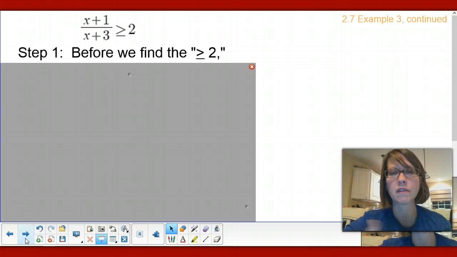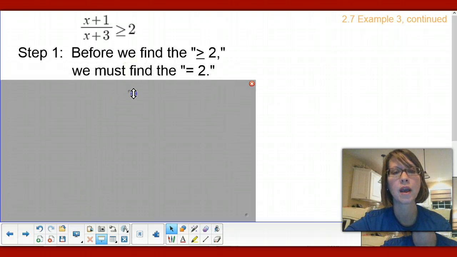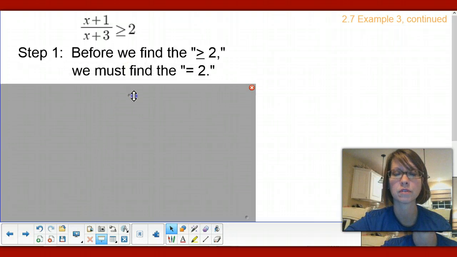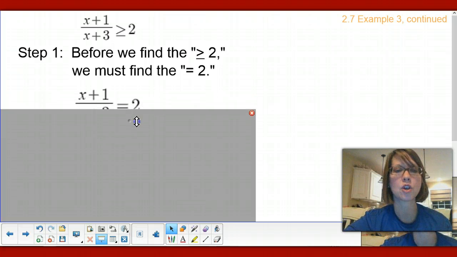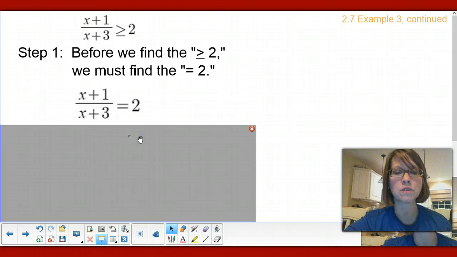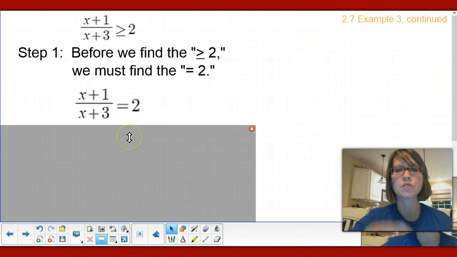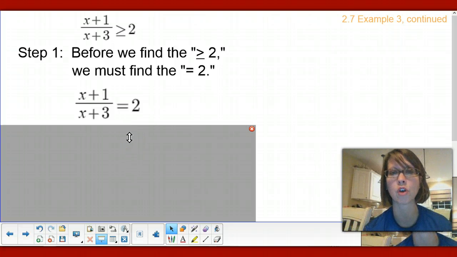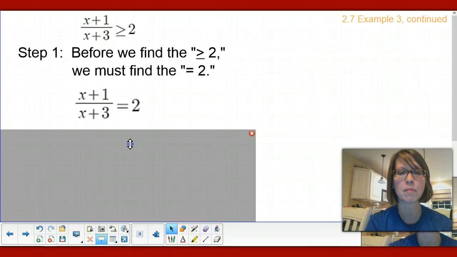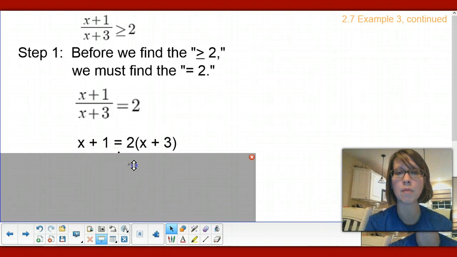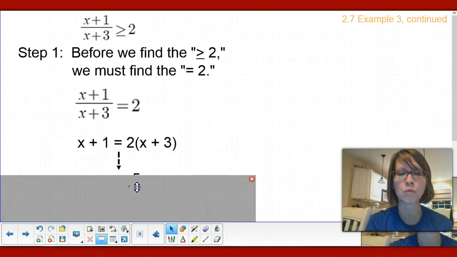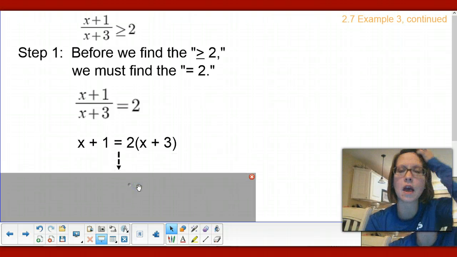The process is going to be very much the same as the polynomial. So before we find the greater than or equal to 2, we have to find the equal to 2. Okay, so we're going to set our equation equal to 2. And if you're seeing a proportion here, you're on the right track. We're going to solve this by multiplying the x plus 3 up and then working through the dotted arrow.